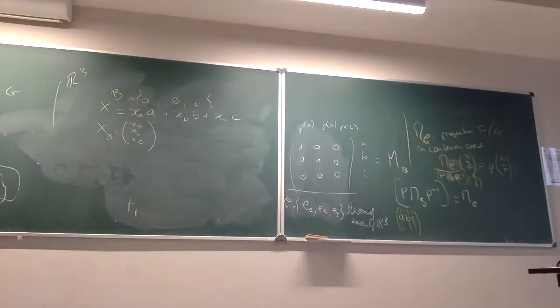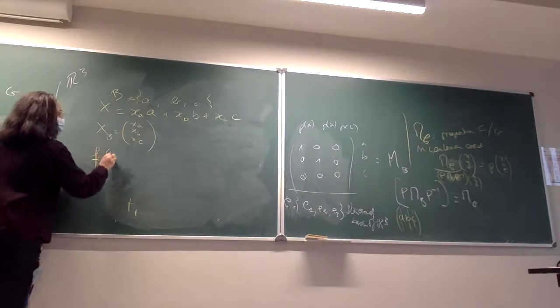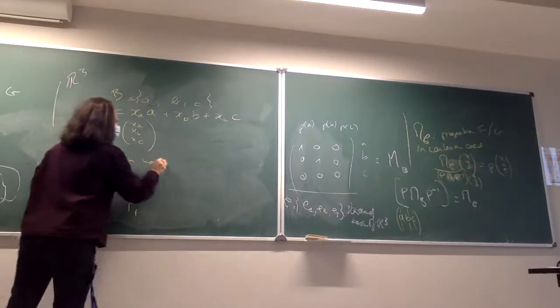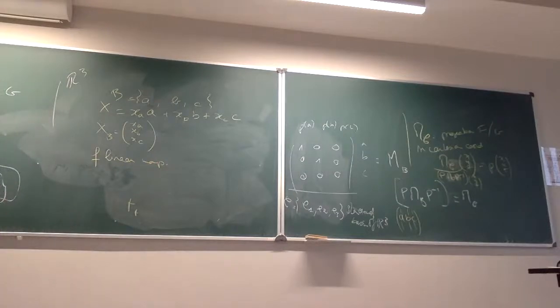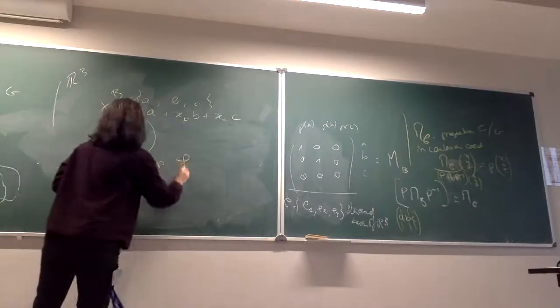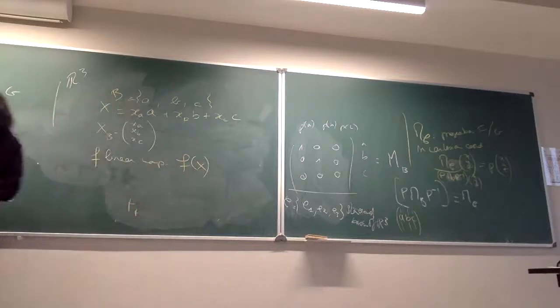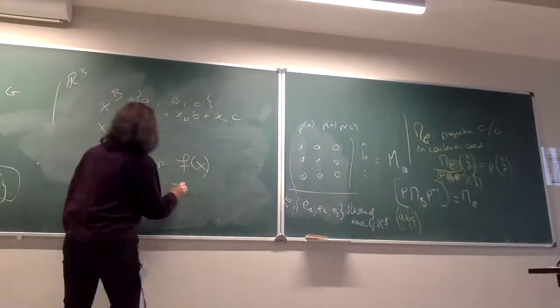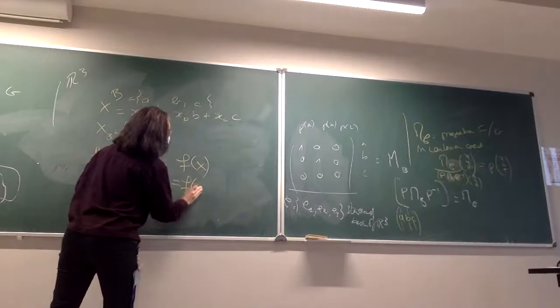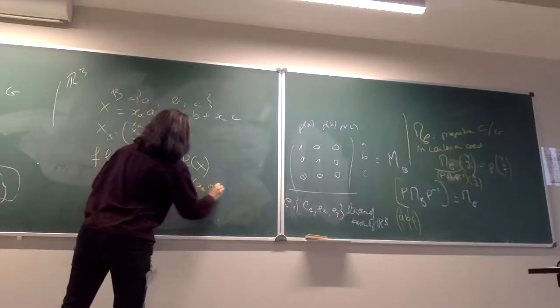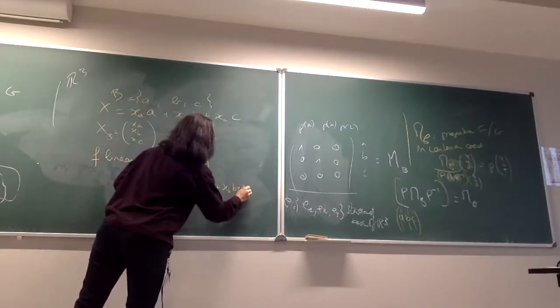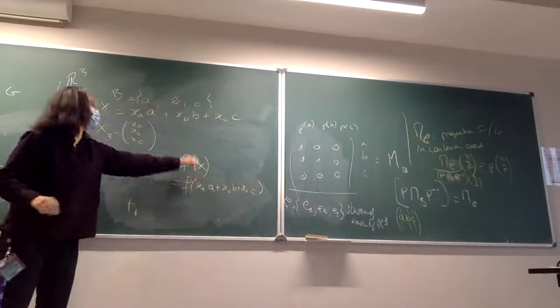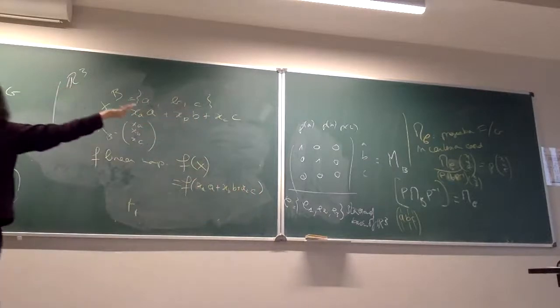Now what's happening when I have a linear map, whether it's P or whatever? If I've got a linear map in general, if I want to compute the image of something that is in my space, I'm going to use that decomposition. So that's x_A A plus x_B B plus x_C C. I've just substituted x by its expression in that basis.